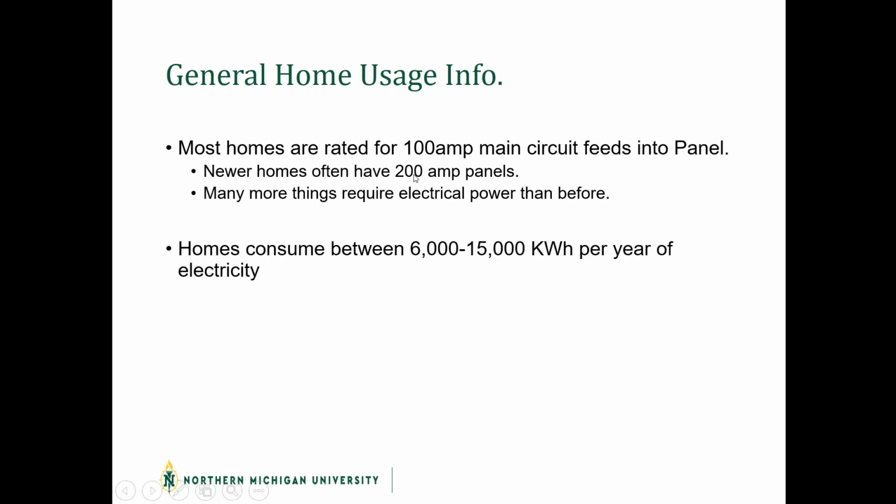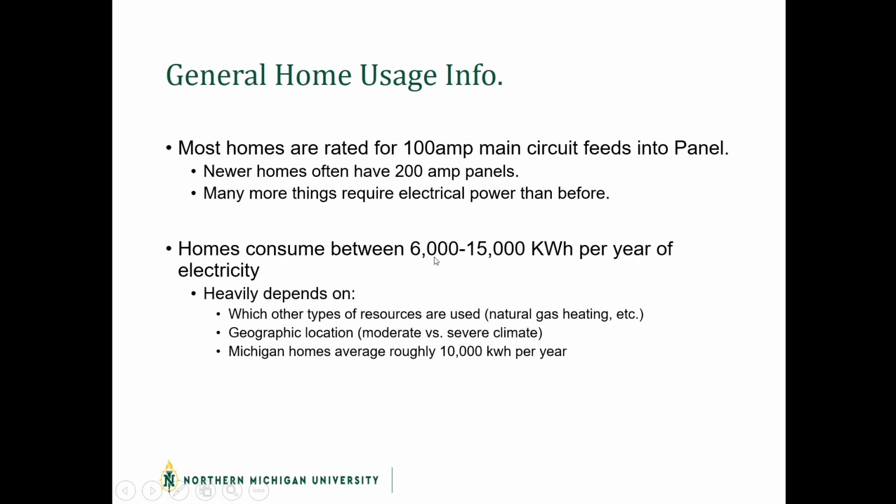So when you're looking at how our houses are doubling their requirements, and now we're adding population, adding homes, adding new buildings and other types of businesses, we are consuming a lot more electrical power than we ever have before. Your general homes consume anywhere between 6,000 and 15,000 kilowatt hours per year. Obviously, there are extreme ends where it's even lower or way higher. That's just general throughout the country. It heavily depends on which type of resources you're using.